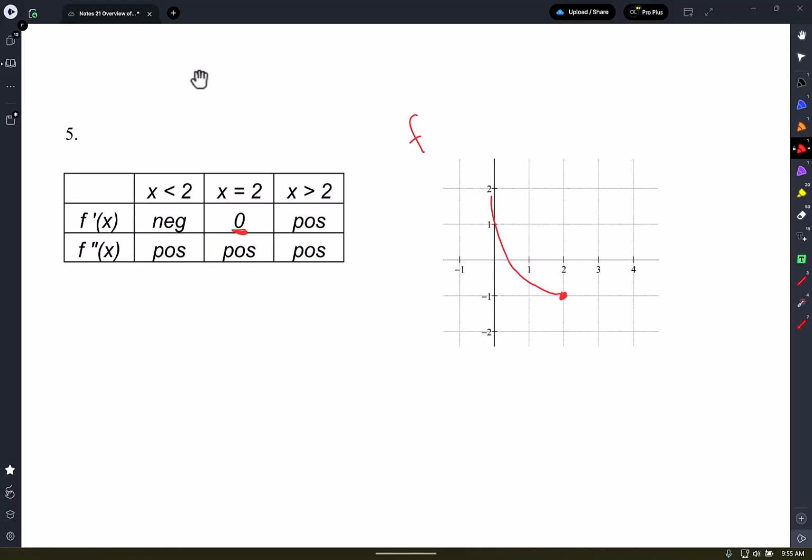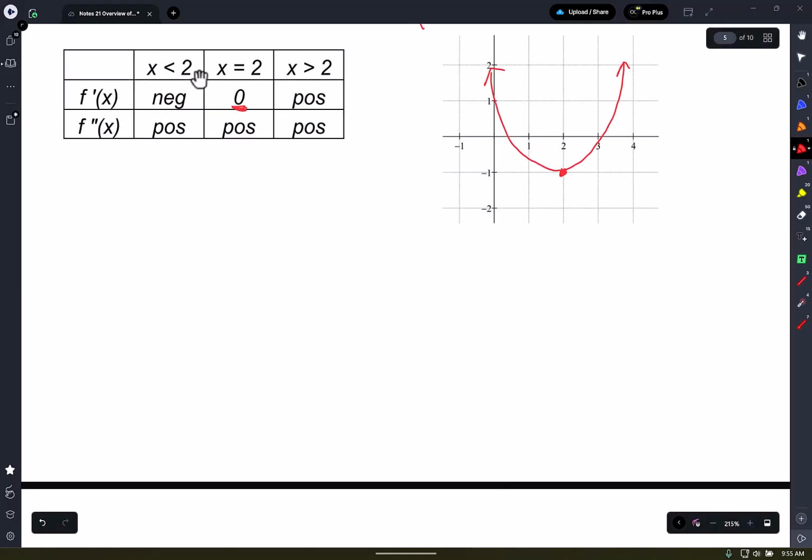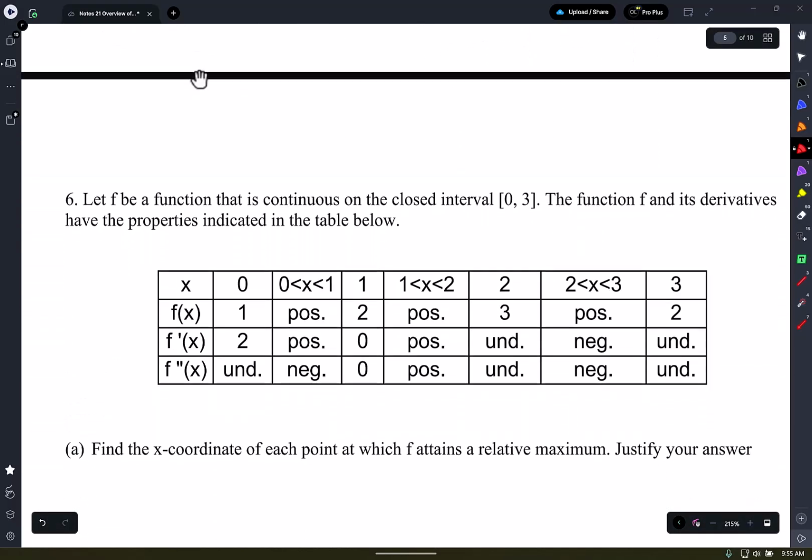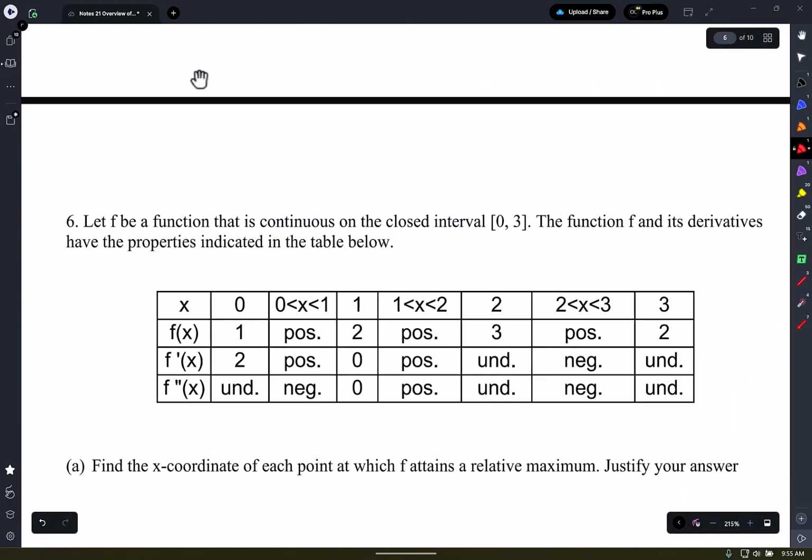Then for x greater than 2, they're both positive. So what does that mean? Concave up, increasing. It's a parabola opening upwards now. Do you guys see that? Okay. All right, there it is. Do you think we're ready to do a free response question?